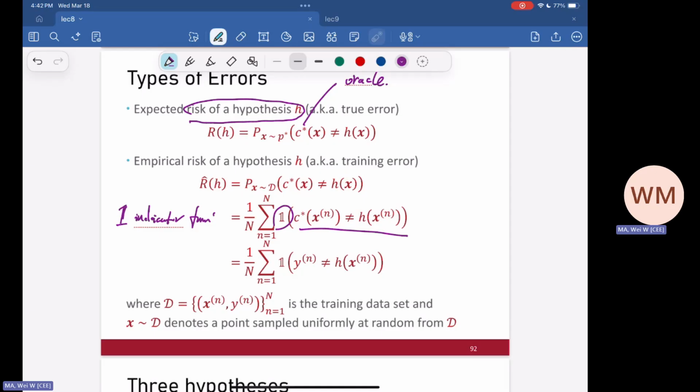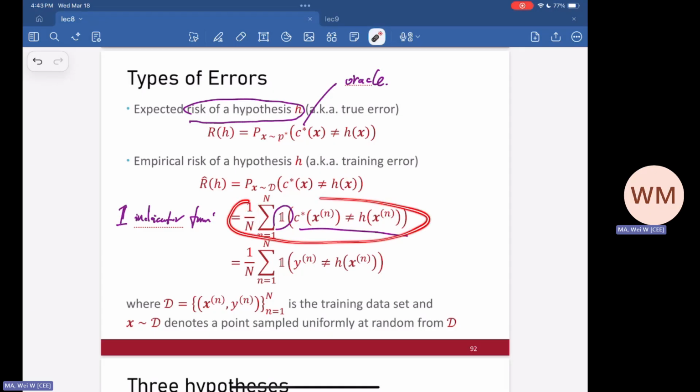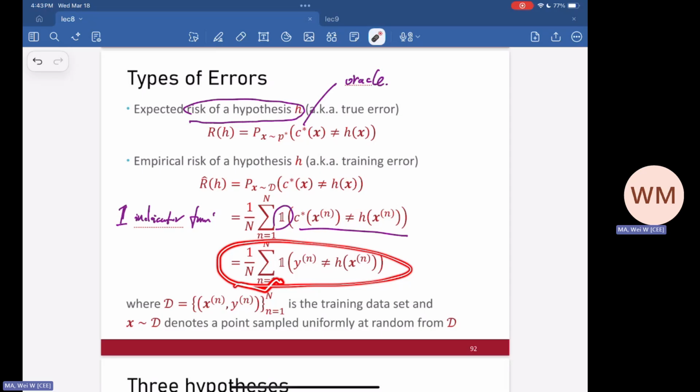Okay, so here it basically says if this is correct, meaning that you are wrong, then we count by 1. We count this over n data points, and then we divide by n. This is basically the error rate in your training. And in particular, the oracle answer is actually y_n. Right, so this is basically what you are doing in your training.